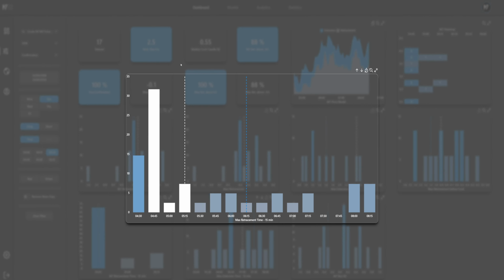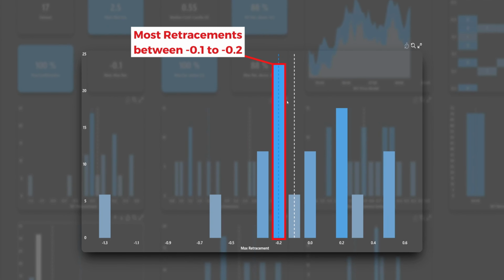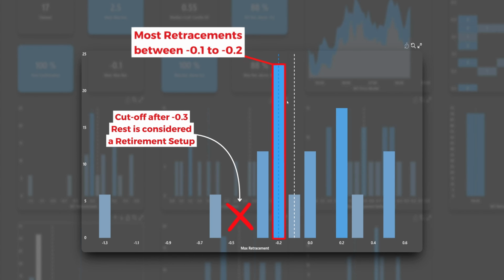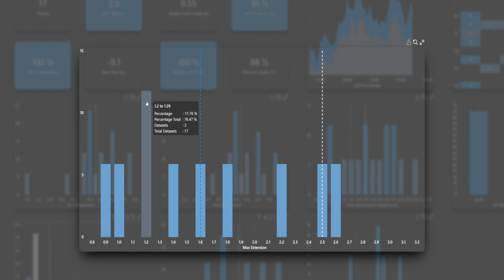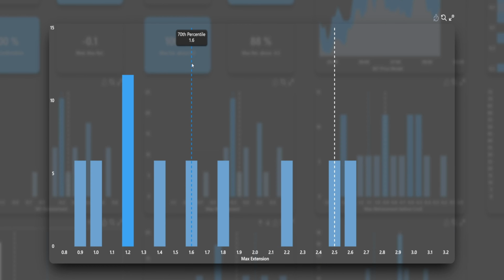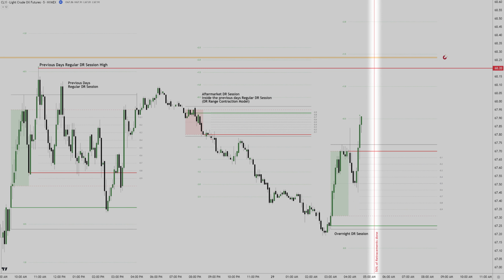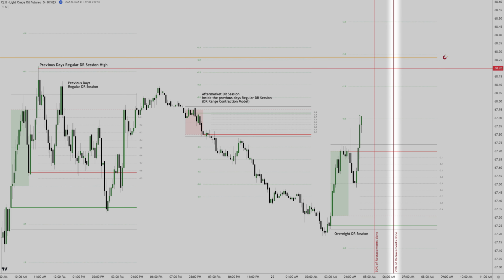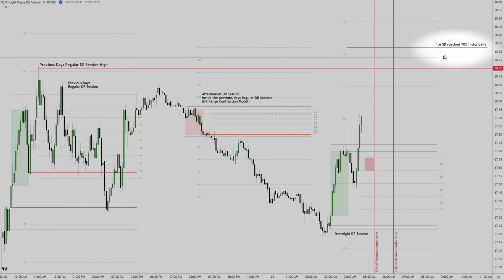Now that the data is set to that time window, we look for high probability retracement areas. Most retracements happened in the -0.1 to -0.2 range, with a cutoff after -0.3, making it our high probability retracement area. For targets, historical data shows that the 1.2 to 1.3 SD extension was reached 76.5% of the time, and 1.6 SD was hit 70% of the time when the session held true. Back to the chart, you'll see a red line marking the time when 50% of retracements historically occurred, a darker line where 70% of retracements already happened, and a red box highlighting our high probability retracement area based on time and price, with a 1.6 standard deviation target reached 70% historically.